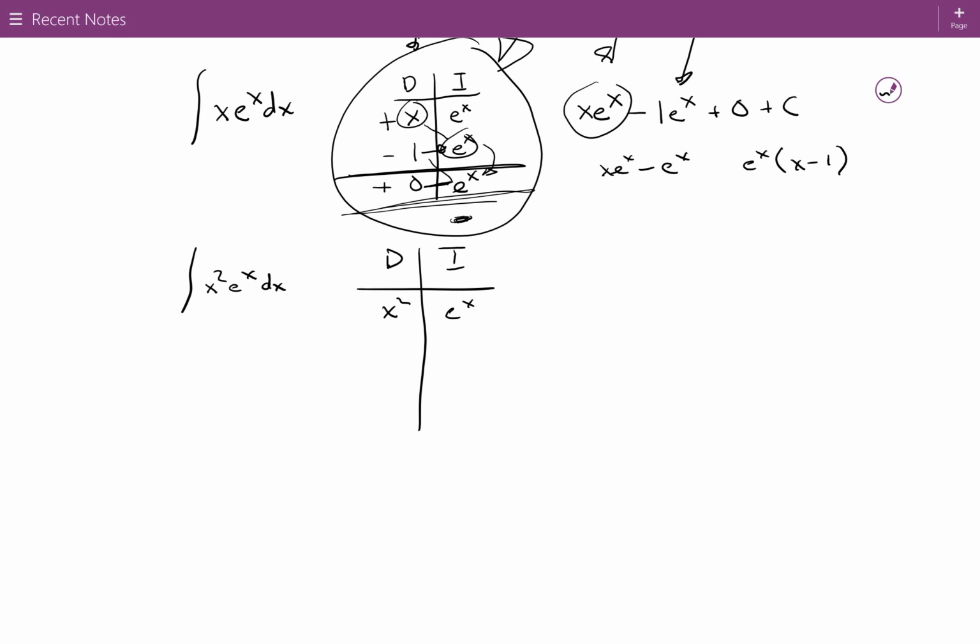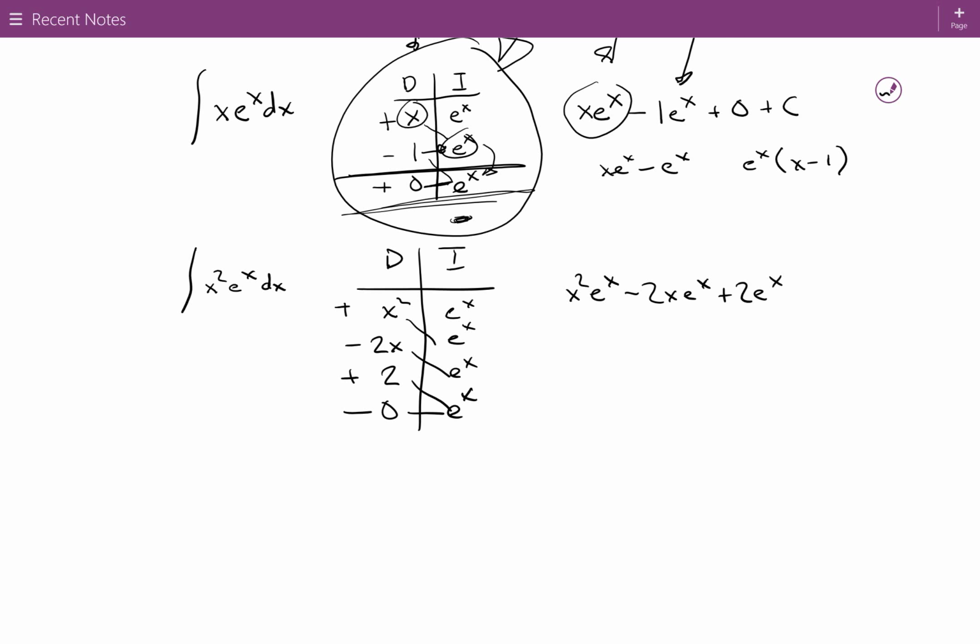Now, if you guys want to pause this and try it on your own, you can, but I will work it out for you here. So we're going to have the 2x here, 2, and 0. Right, e to the x, e to the x, e to the x. That's all just integrated. No problem there. Cross multiply like so, plus, minus, plus, minus. Now, x squared e to the x, minus 2x e to the x, plus 2 e to the x.